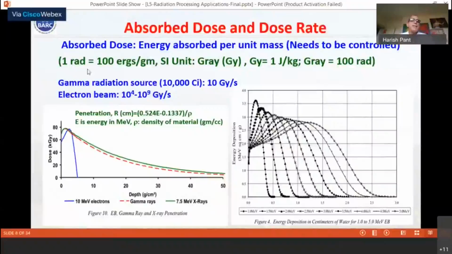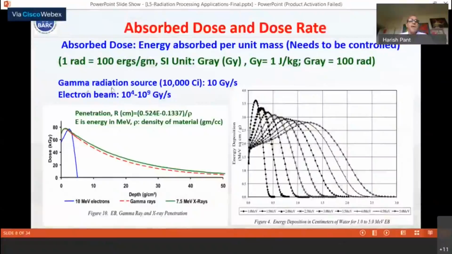And here the unit of this dose is the rad. 1 rad is equal to 100 ergs per gram, but the SI unit of absorbed dose is the gray. So 1 gray is 1 joule per kg of the material. If 1 joule of energy is deposited in 1 kg of the material, then we say that the dose absorbed by the material or the product is 1 gray. And 1 gray is equivalent to 100 rad.